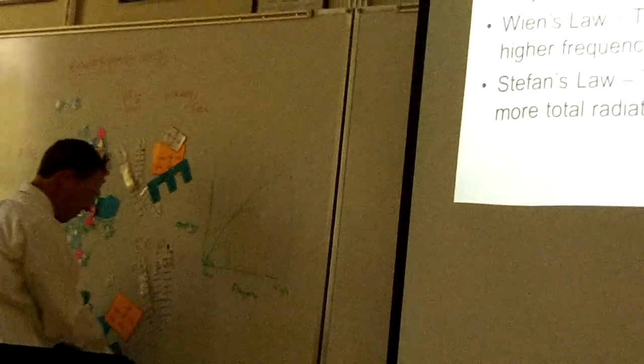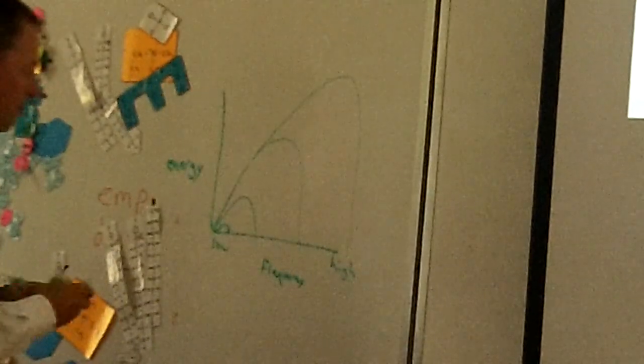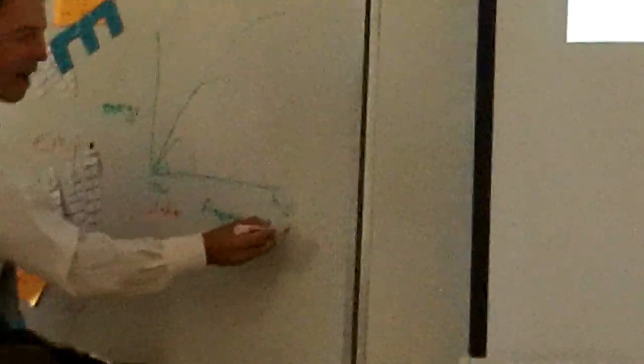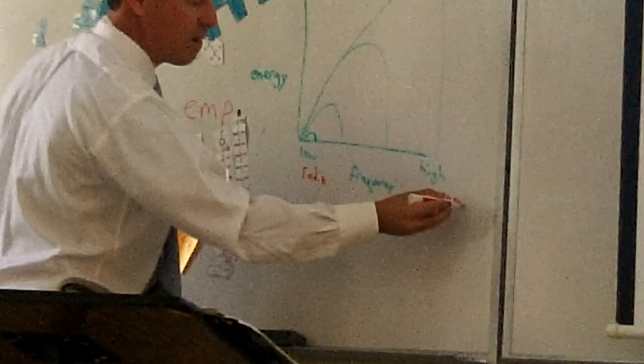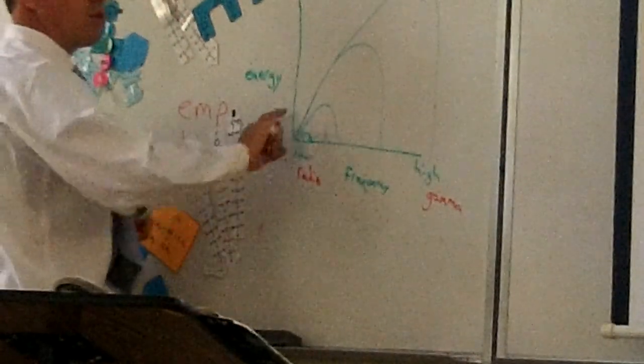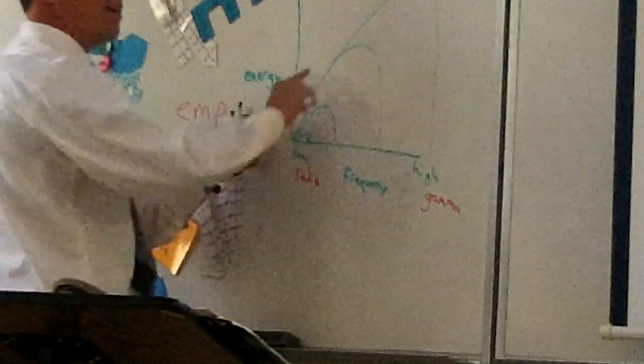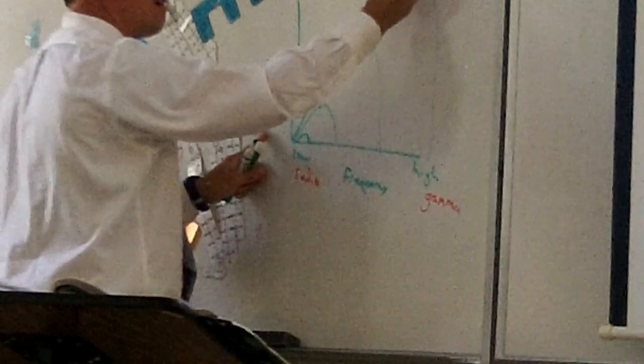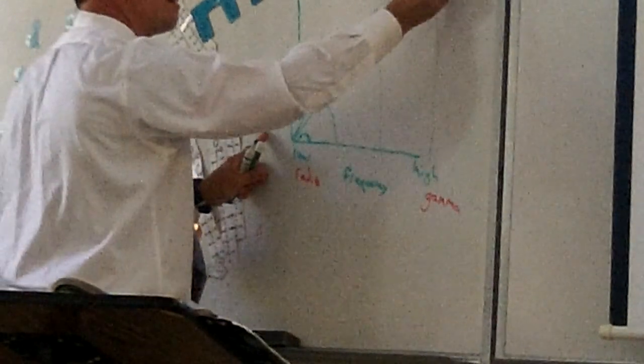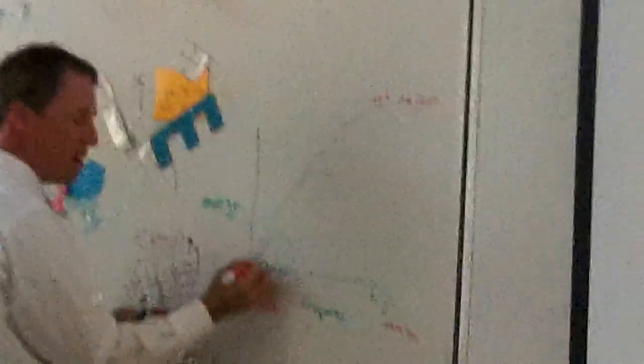And so, if we think about the electromagnetic spectrum, radio is over here, gamma is over here. And so, to release gamma rays, you have to have a really hot object. Hot object. In this one, right here, this is a cold object.